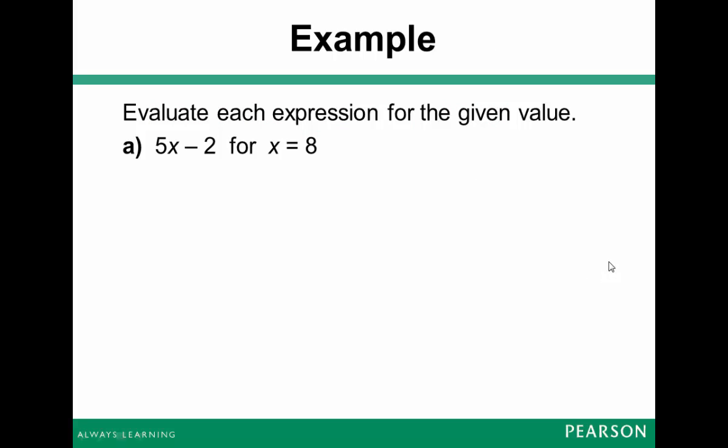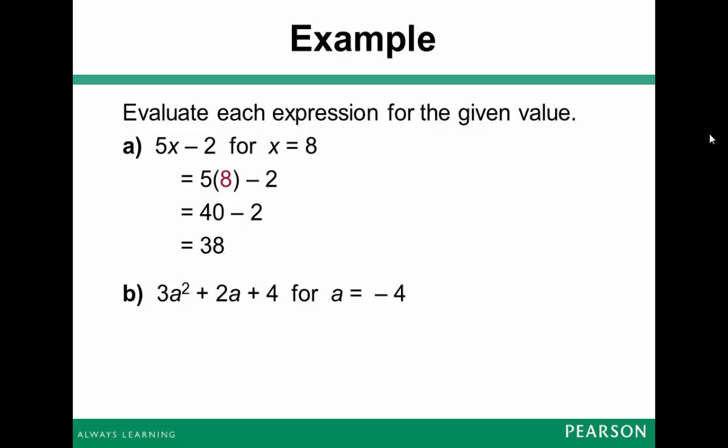Now, for example, we might have an algebraic expression like 5x minus 2, and we will be asked to evaluate it for a value of x equal to 8. Well, what we do is we take that 8, and in that expression, we replace that x with the 8. If we don't have a sign between a letter and a number in an algebraic expression, that indicates multiply. So in this case, we're going to multiply 5 times 8, subtract 2. So we'd get 40 minus 2, or 38.